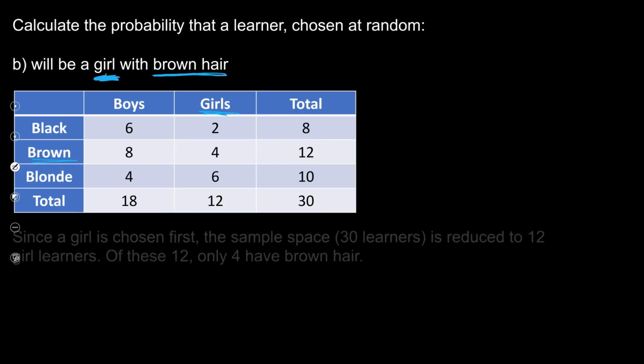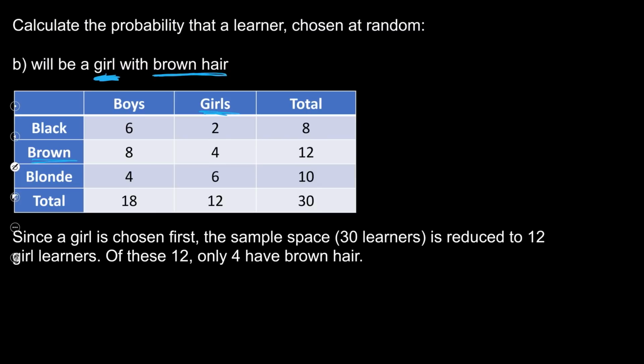Let's look at that. Since a girl is chosen first, the sample space of 30 learners is reduced to 12, because now we only want to choose a girl. Because there are 12 girls. Of the 12, only 4 have brown hair. What is the probability that a girl will have brown hair? So we look at girls, and the girls are 12.